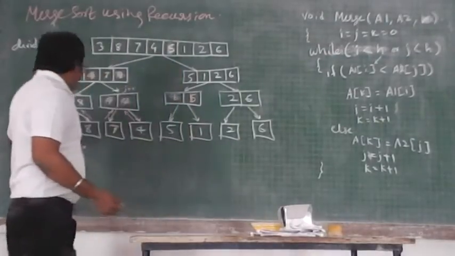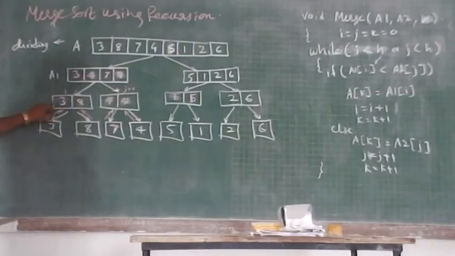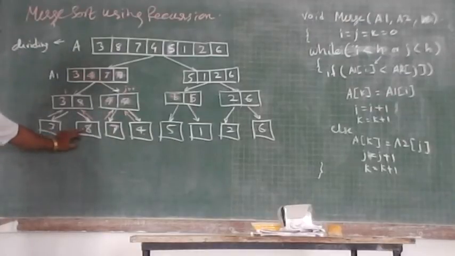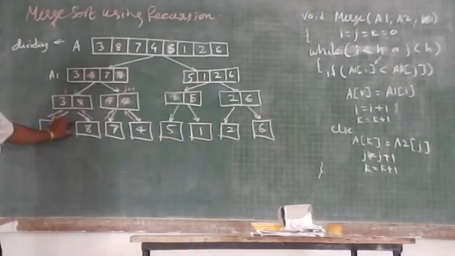So see what happens. I consider this example, okay? Listen to me. I start with this 3 and 8. This is A1, this is A2. What is the value of H?